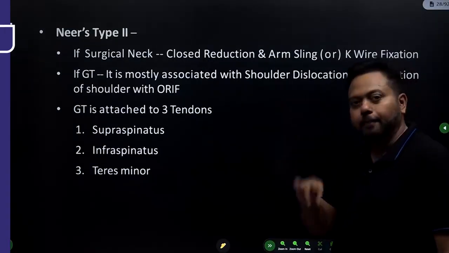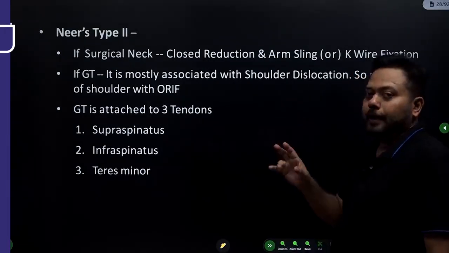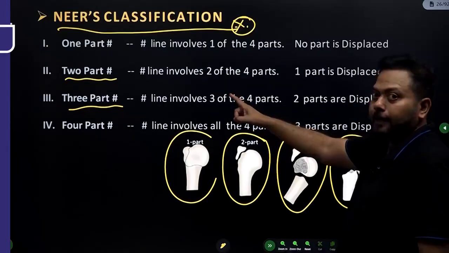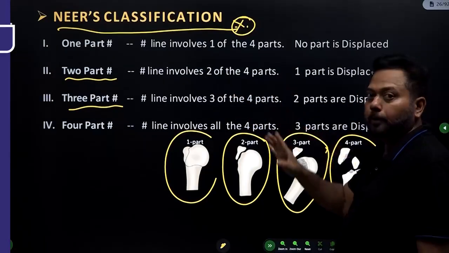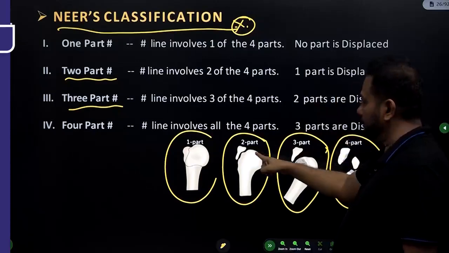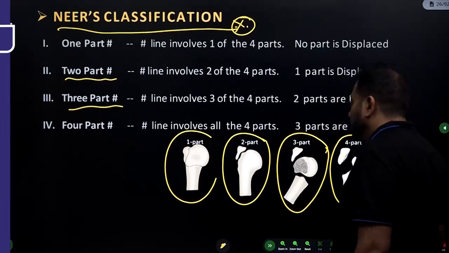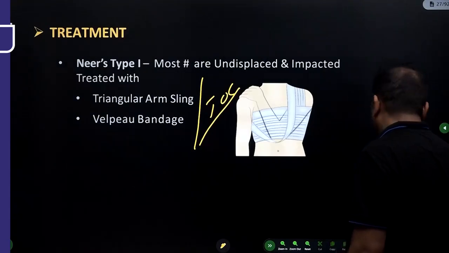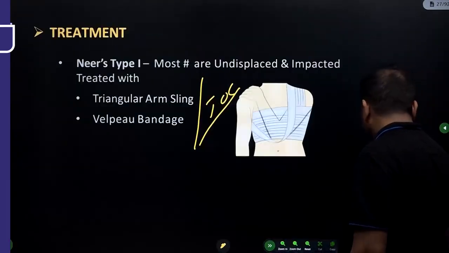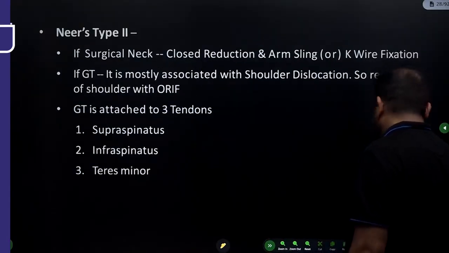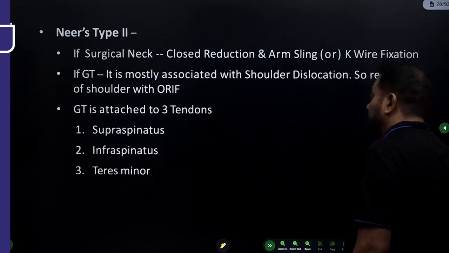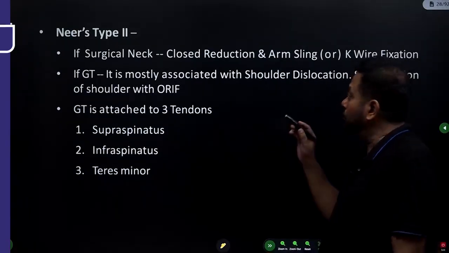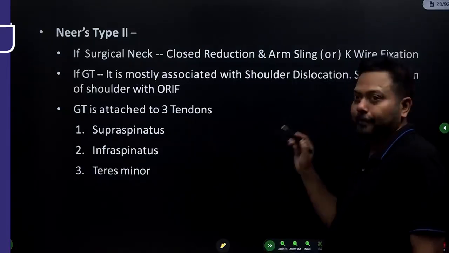Then Neer's type 2. What is Neer's type 2? The fracture line involves 2 of the 4 parts and 1 part is displaced. This is Neer's type 2. So you just analyze which part is displaced. Okay. You come here. You just see Neer's type 2. If the surgical neck is displaced, closed reduction and arm sling or K-wire fixation.